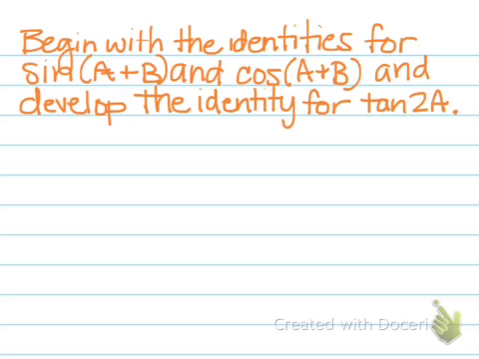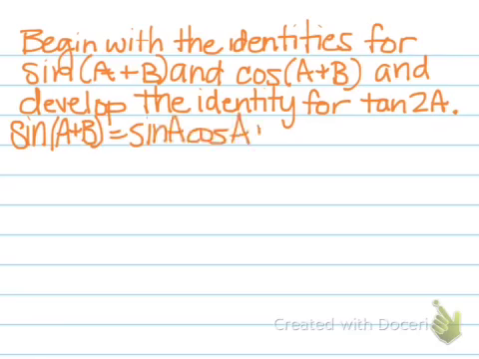Okay, so this says begin with the identities for sine a plus b and cosine a plus b and develop the identity for tangent 2a. So we're going to take what we just learned and go from there. So let's go back, and we have sine a plus b. We know sine a plus b is sine a cosine b plus cosine a sine b.